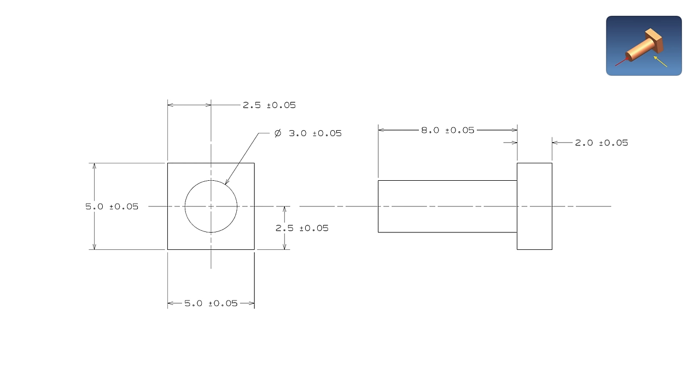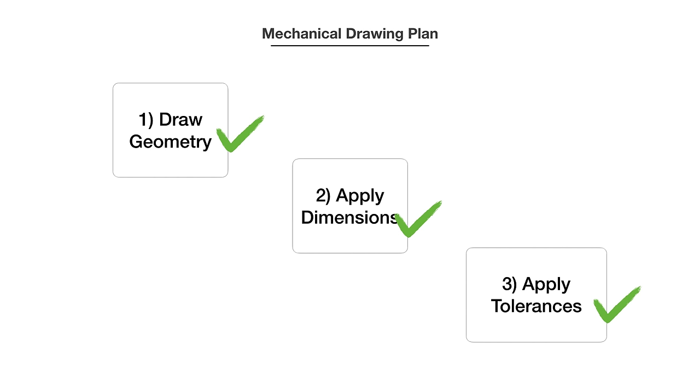Back to our drawing, we have bilateral tolerances and nothing is overconstrained. So we're done. This is a totally valid drawing. It's complete. We could take it anywhere and people would understand what we're trying to say.